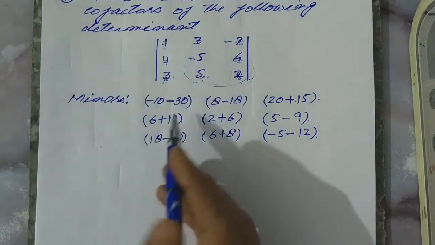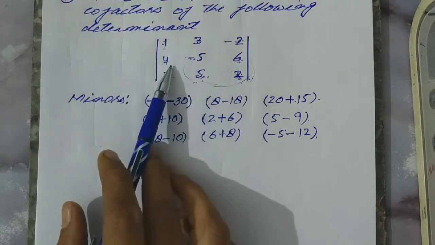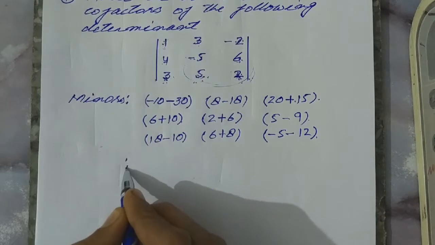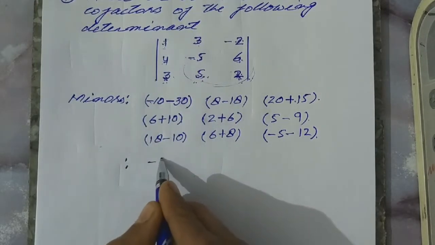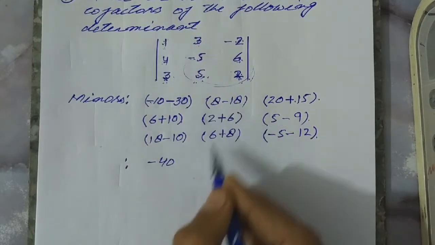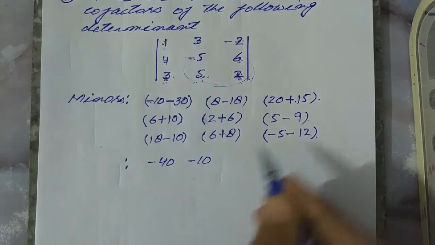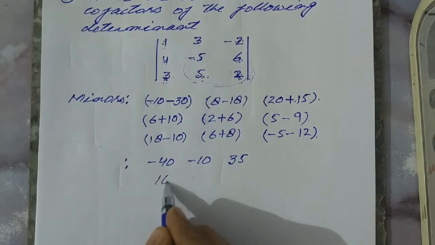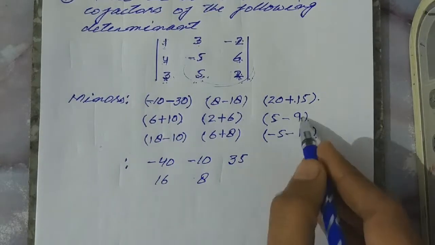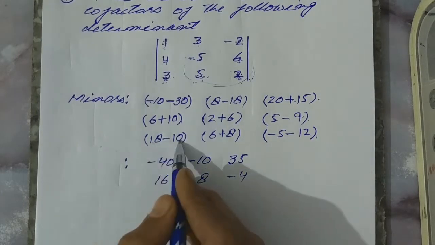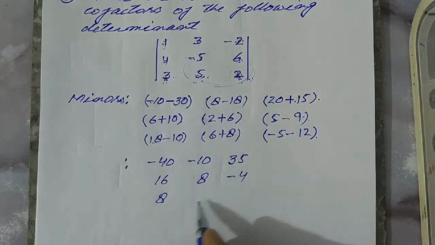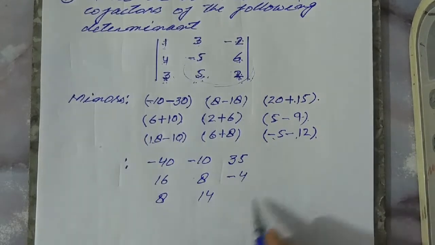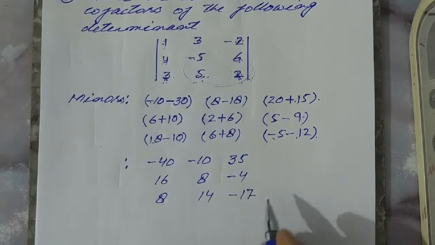So we get minors of the elements of this determinant. Now we have to just simplify them. Minus 10 minus 30 minus 40, 8 minus 18 minus 10, 20 plus 15 35, 6 plus 10 16, 2 plus 6 8, 5 minus 9 minus 4, 18 minus 10 8, 6 plus 8 14, minus 5 minus 12 minus 17. So this is the way to evaluate the minors of the elements of a given determinant.